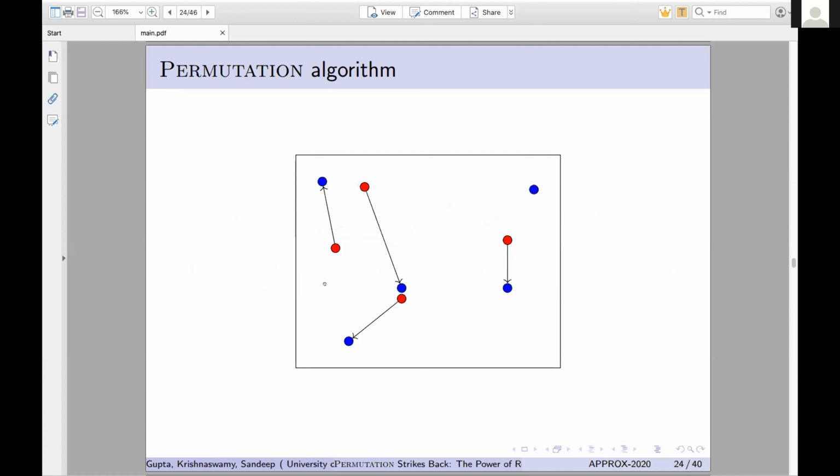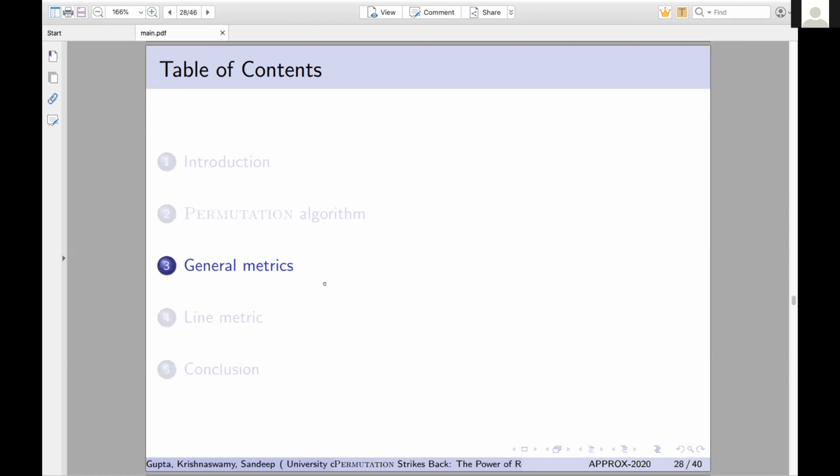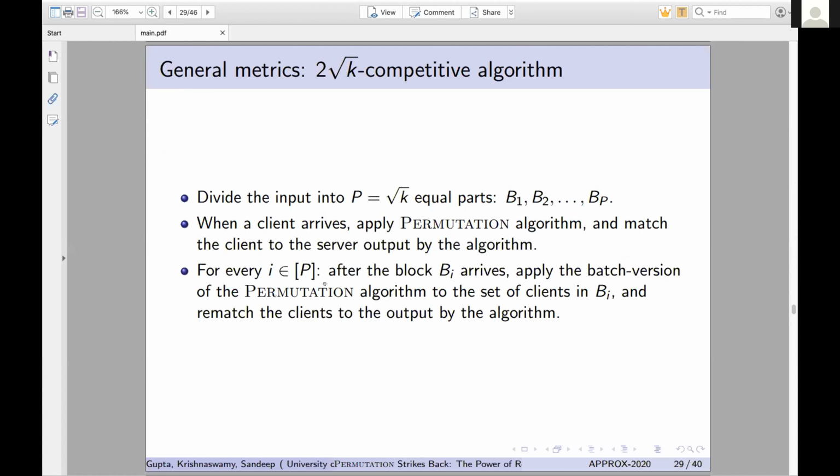Our twist on this is that we batch the requests in a clever fashion and then apply this permutation algorithm recursively many times on a specific set of batches. The original permutation algorithm can be used in batches as well.